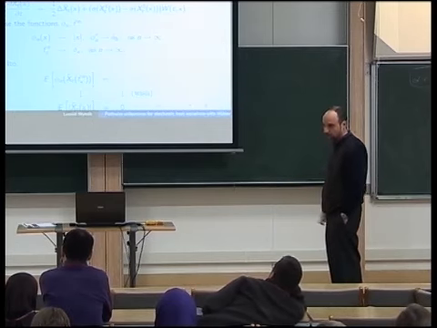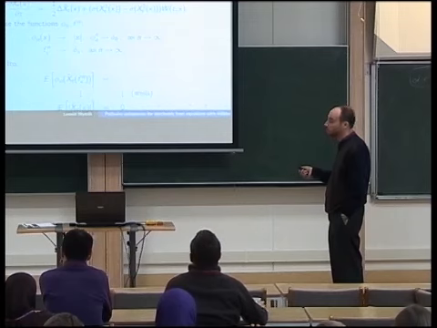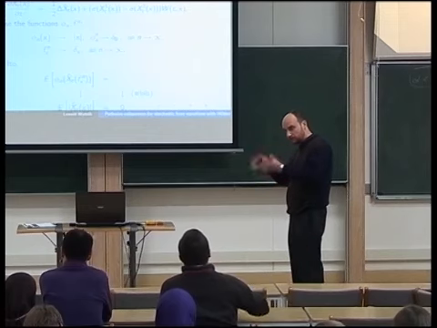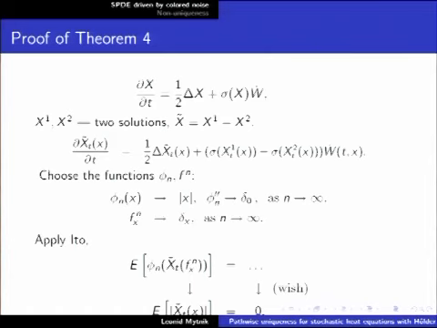Take two solutions, x1, x2, take the difference, and the difference satisfies this equation: sigma x1 minus sigma x2. Okay. Now, what we did in the Yamada-Watanabe proof, we took the sequence of functions phi n. Phi n was converging to the absolute value function, and the second derivative was converging to the delta function. So what I would probably do in the Yamada-Watanabe case, I would try to take phi n of x tilde tx.